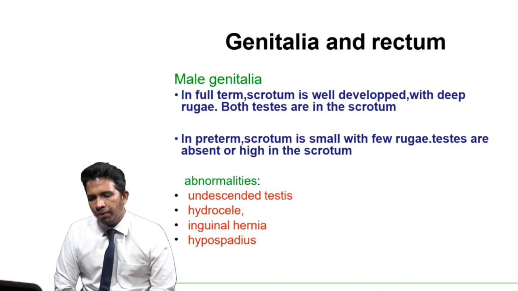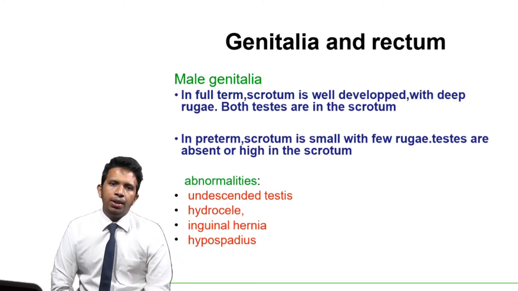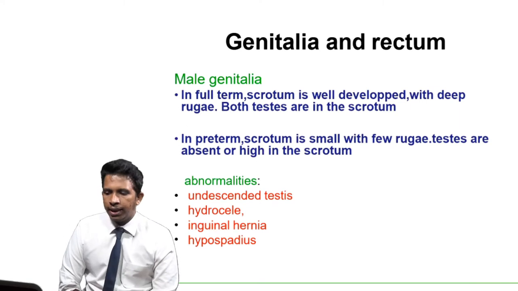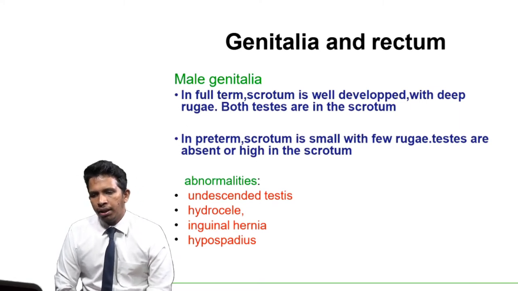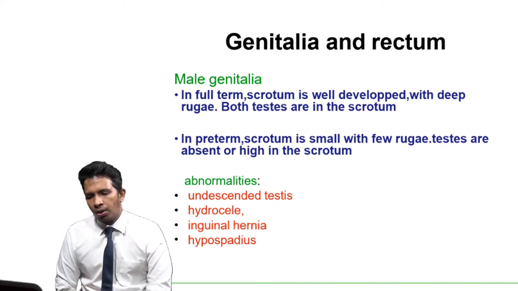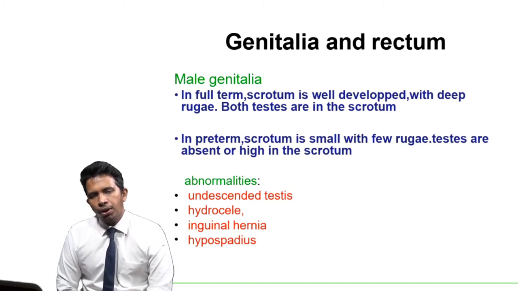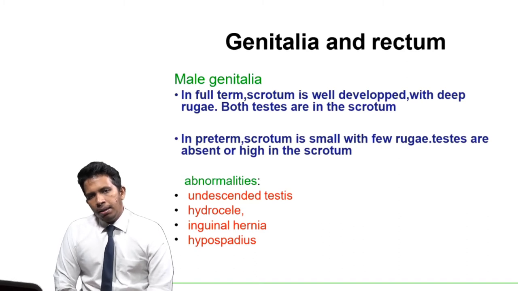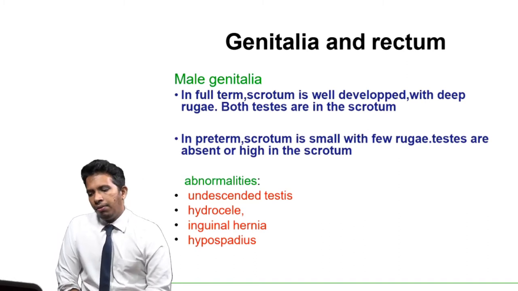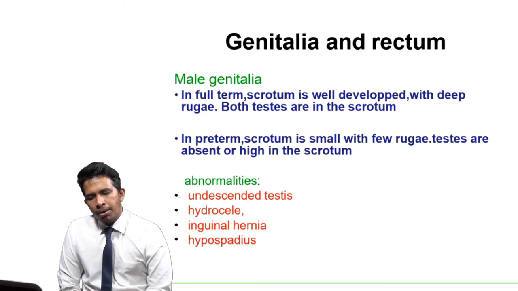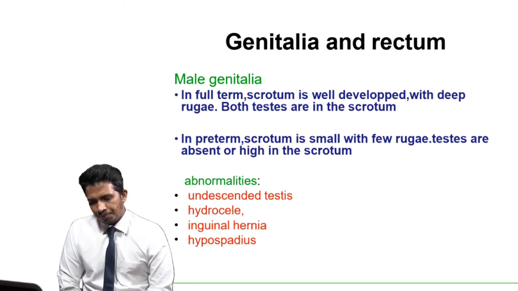Once we are done with the abdomen, we will move on to the genitalia. When you go to male genitalia, in a full term baby the scrotum will be well developed with deep rugae, the appearance of rugae on the skin of the scrotum. And both testes will be in the scrotum. So we need to palpate and see if we can feel both testes. If one testis has not descended, we call it cryptorchidism or maldescended testis. In a preterm baby, the scrotum will be very small with very few rugae, and the testes are absent or high in the scrotum. So the common abnormality is undescended testes.